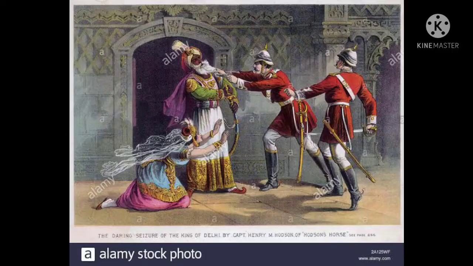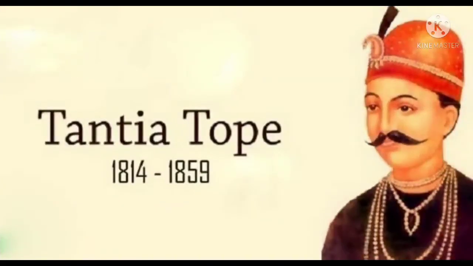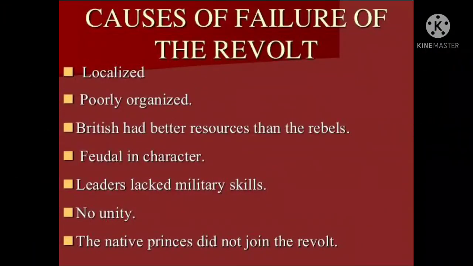Although the British recaptured Delhi, the revolt continued in other parts of the country. Bakht Khan, Lakshmi Bai, Khan Bahadur Khan and Kunwar Singh died fighting the British. Nana Sahib and Begum Hazrat Mahal escaped to Nepal and continued the struggle. Tantia Tope was arrested and hanged. So within a year and a half, the British had completely suppressed the uprising.